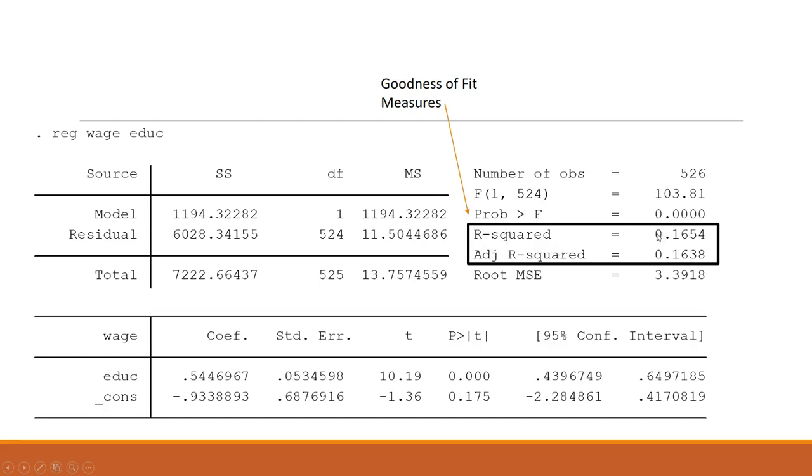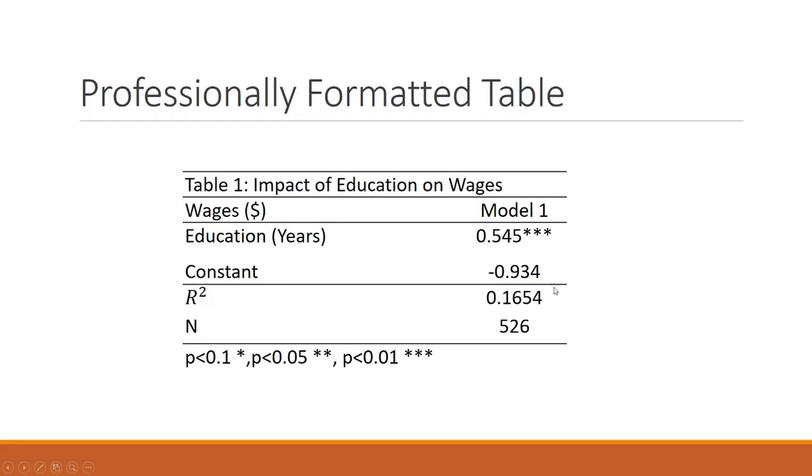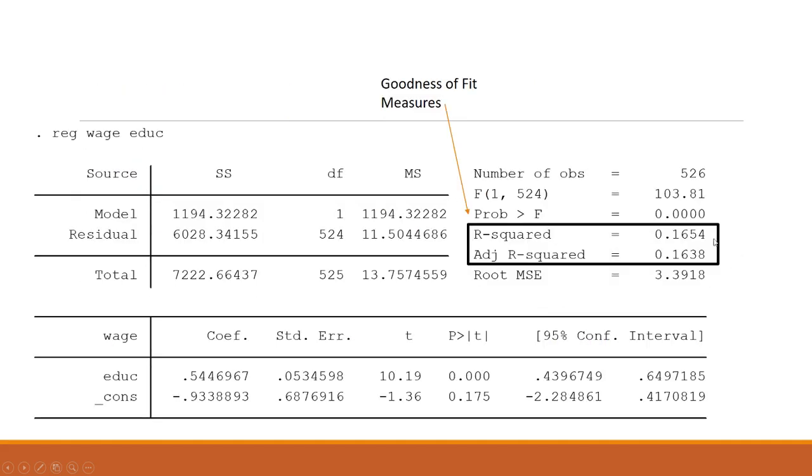Our R squared is 0.1654, and we report that in our table. Now, I said earlier in the lecture that the R squared is some value between 0 and 1, and the higher that number is, the better. The higher that number is, the better our model explains the data. And I said we kind of know how good our model is by knowing how well it explains the data. We have an R squared here of 0.165. That's kind of close to 0.